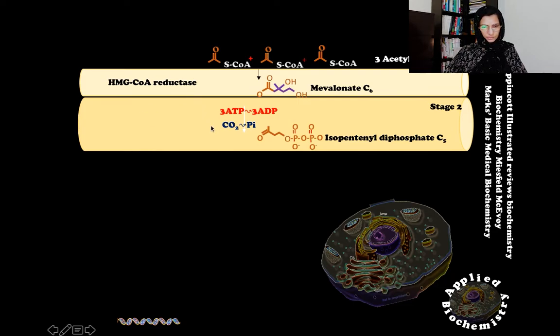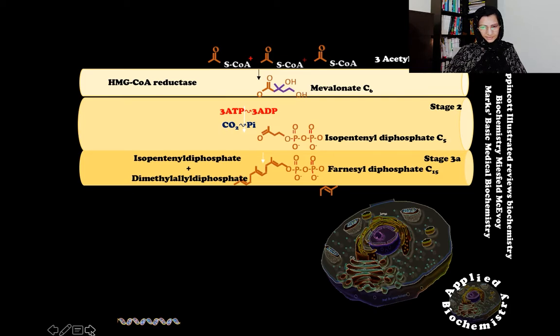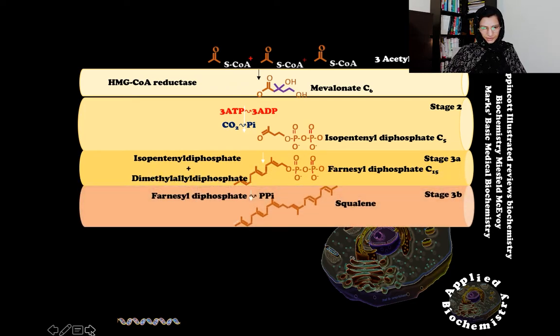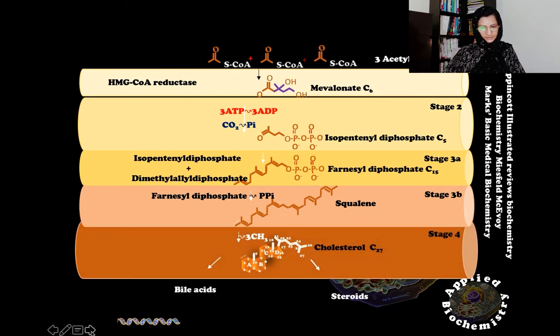In stage 2, there is phosphorylation and decarboxylation, resulting in the formation of isopentenyl diphosphate, which is a 5-carbon compound. In stage 3A, isopentenyl diphosphate and dimethylallyl diphosphate condense to form farnesyl diphosphate, and in stage 3B, 2 farnesyl diphosphates condense to form squalene, which is a 30-carbon compound, and in stage 4, 3 methyl groups are removed from the squalene and it is converted to 27-carbon cholesterol.